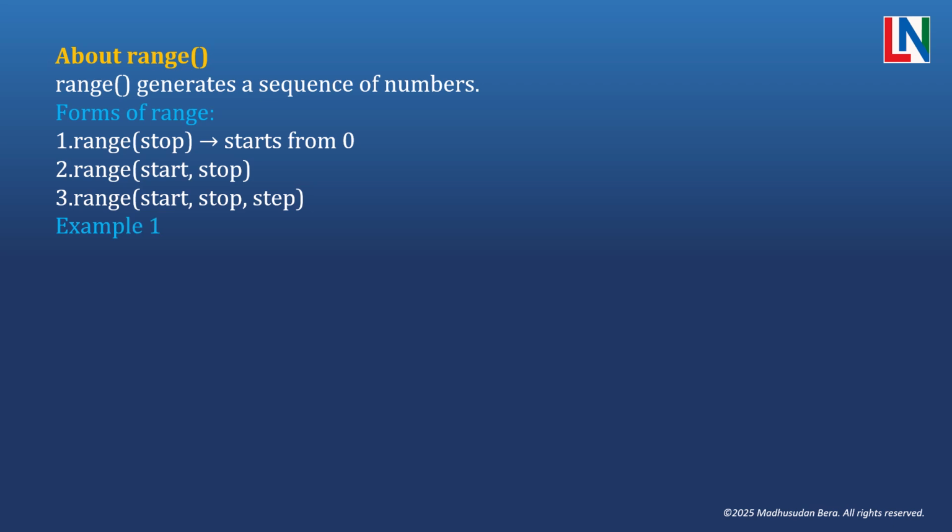For example 1: for i in range(1, 6): print(i). It will print values from i equal to 1 to i equal to 5. Final output will be 1, 2, 3, 4, 5.